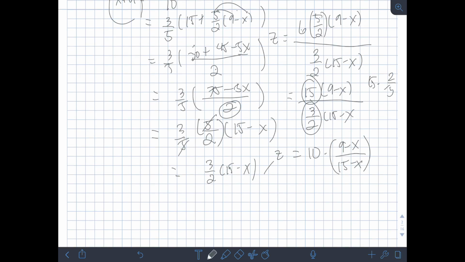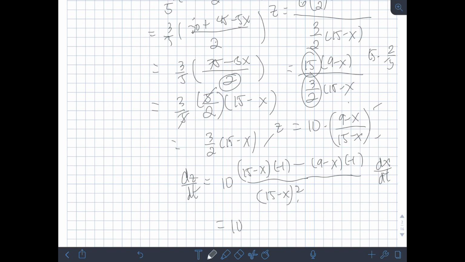So differentiate natin. So dz over dt is equal to, implicit, ito differentiate natin. Dahil may division, quotient rule. So 15 minus x squared, then copy muna natin tong 15 minus x times derivative nitong 9 minus x is simply negative 1 minus, copy naman natin tong 9 minus x times derivative nitong 15 minus x is negative 1 din, and then meron tayong dx over dt, implicit.